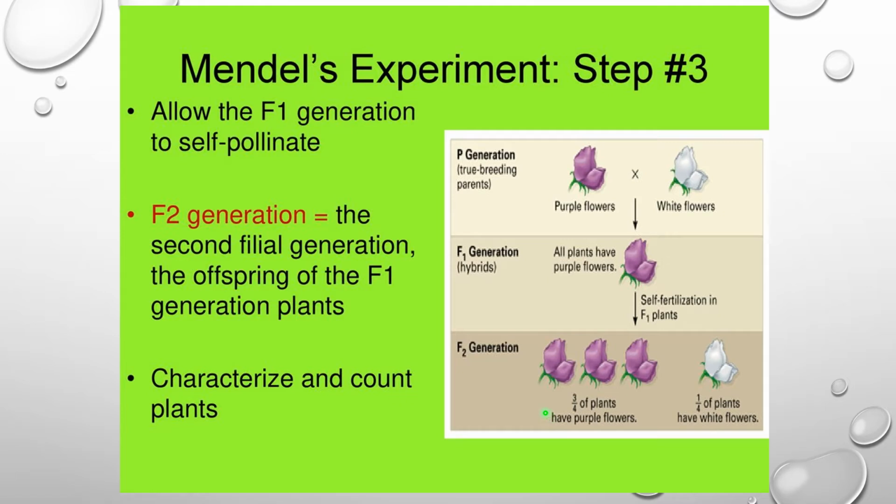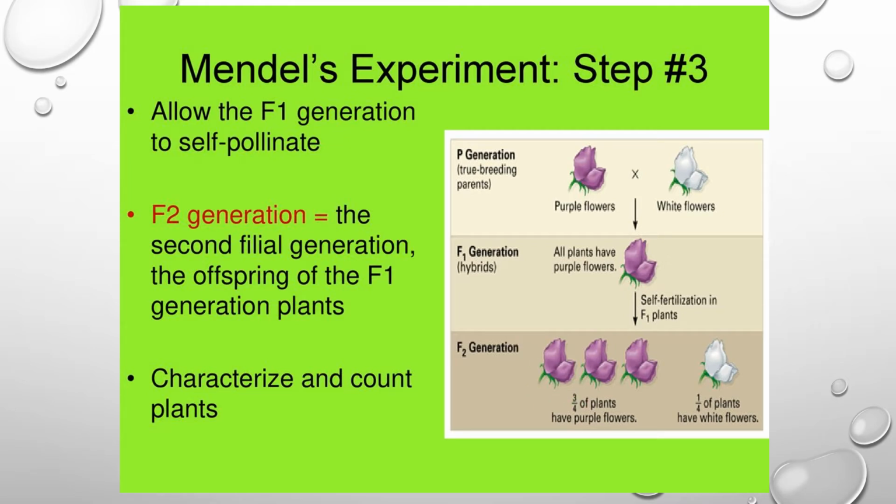How did he characterize? Out of these 4 flowers, 3 are purple flowers and 1 is a white flower. That is, 3/4 of the plants have purple flowers and 1/4 of the plants have white flowers. This is Mendel's experiment. The steps are 1, 2, 3. The first step was to obtain a pure line. The second step was artificial crossing, by emasculation, and the third step was crossing the progeny of the F1 generation to obtain the F2 generation.